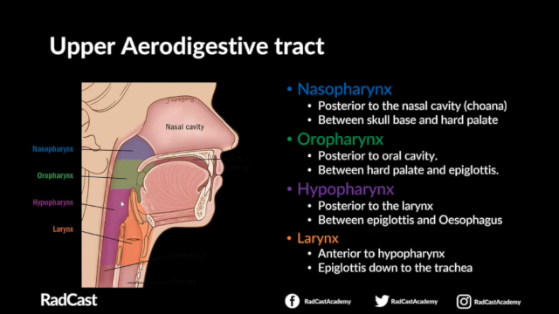Inferior to the oropharynx is the hypopharynx, and that extends down from the epiglottis to the esophagus. Then anterior to the hypopharynx is the larynx, and that's from the epiglottis down to the trachea.